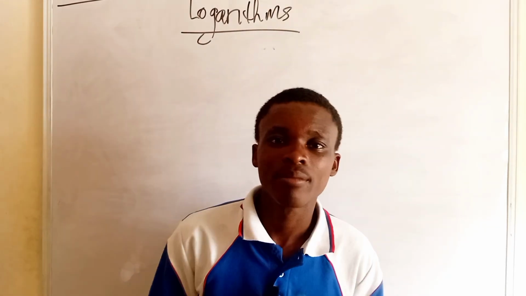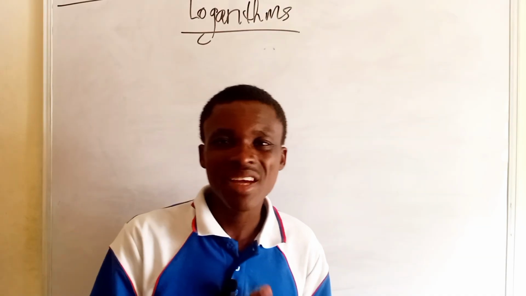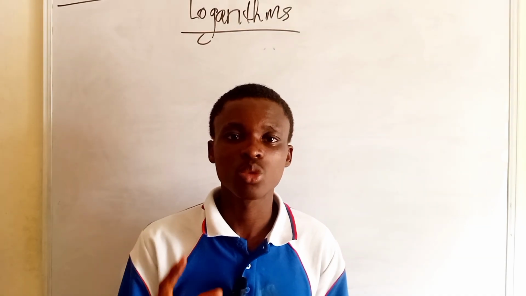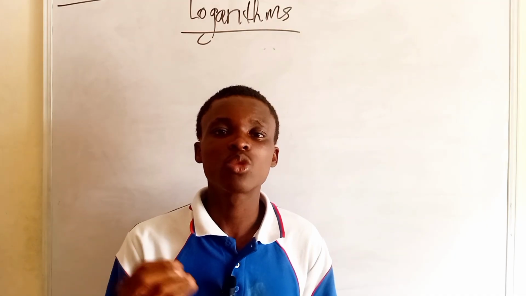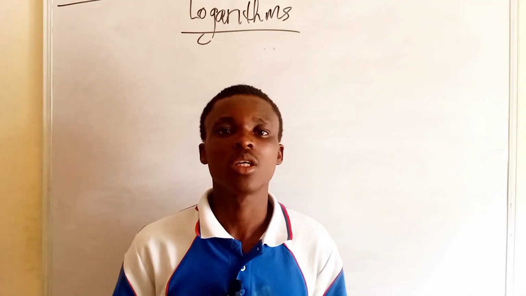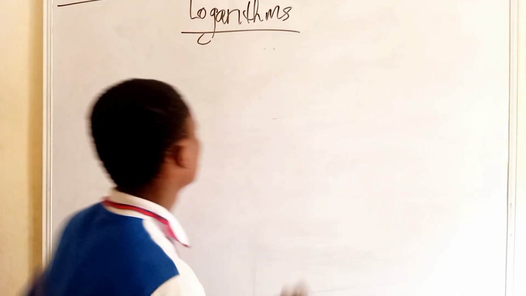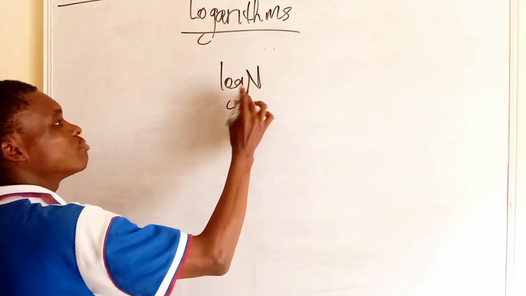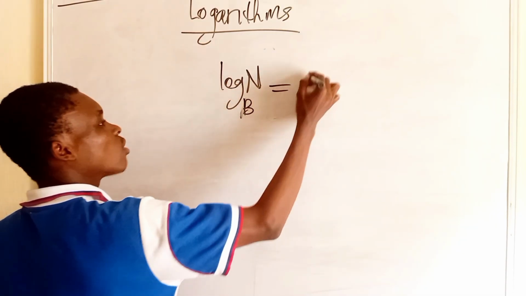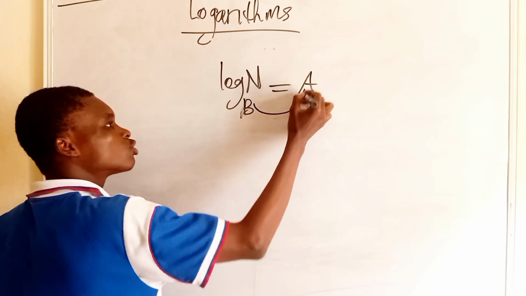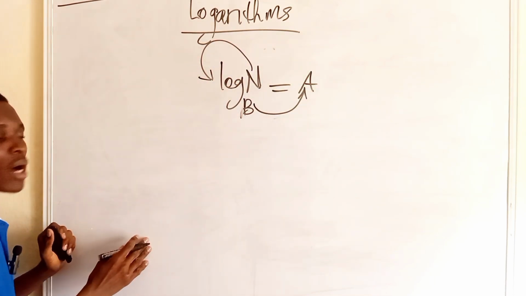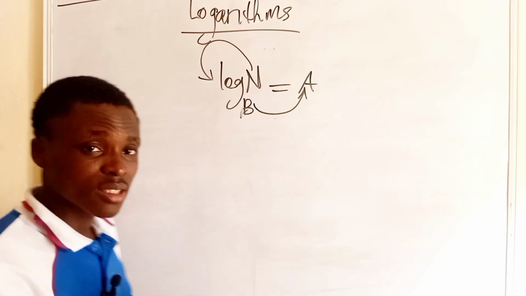What is logarithm? Logarithm is the reverse of indices. That is, the log of a number to a certain base is the power to which the base must be raised to obtain that number. That is, the log of a number N to a certain base b equals a is the power to which the base must be raised to obtain the number. So that is this. Let's go.